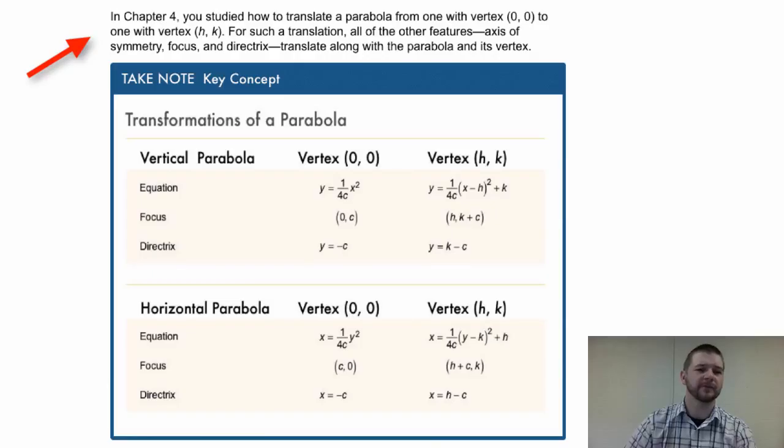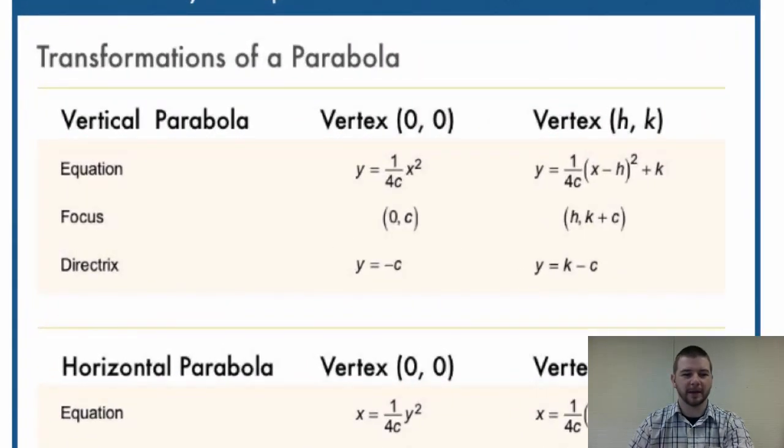In Chapter 4, you studied how to translate a parabola from one with a vertex at the origin to one with a vertex at the point h, k. For such a translation, all of the other features, the axis of symmetry, the focus, and the directrix, translate along with the parabola and its vertex. And a great table to add to your notes. Key concept: transformations of a parabola.